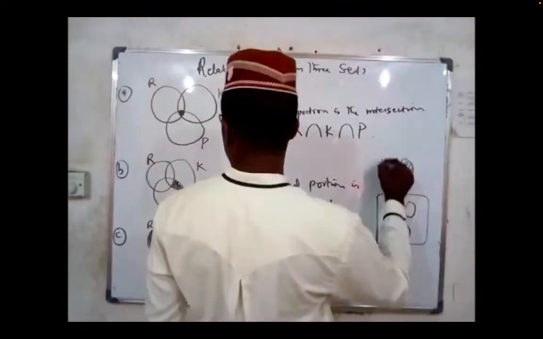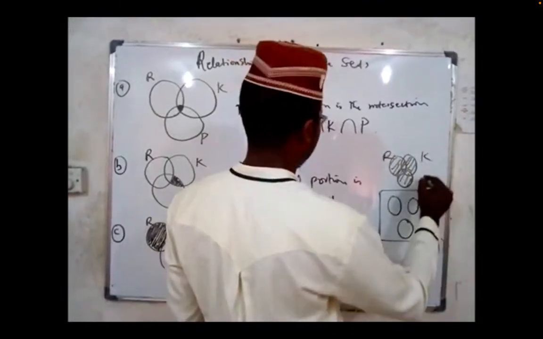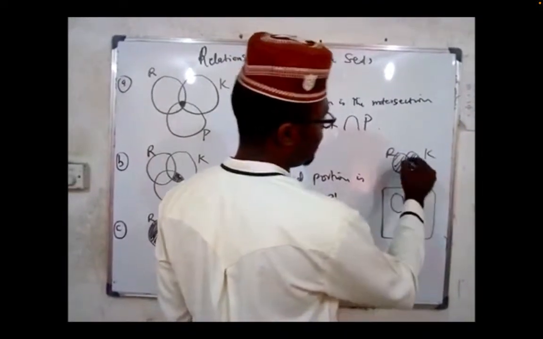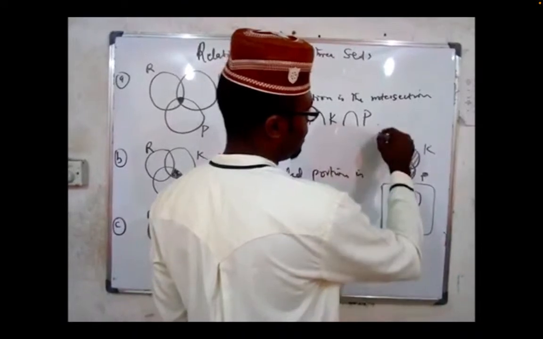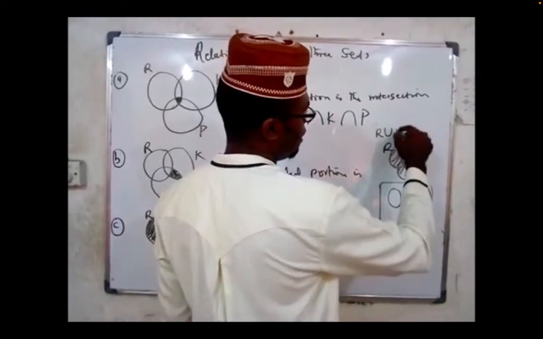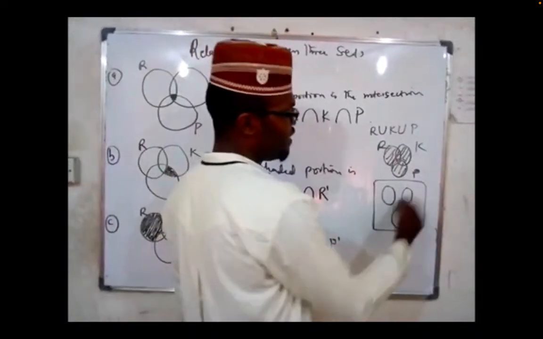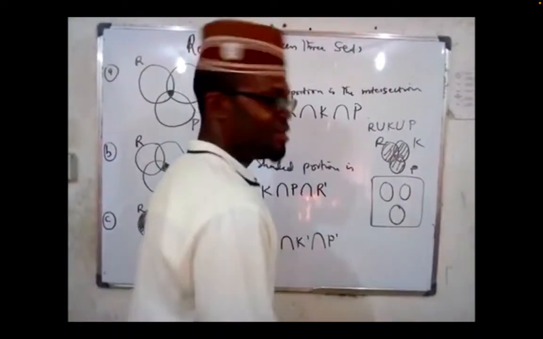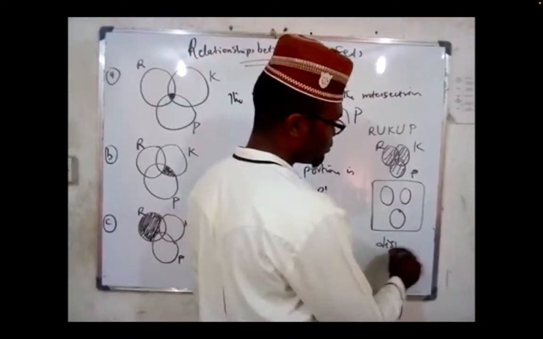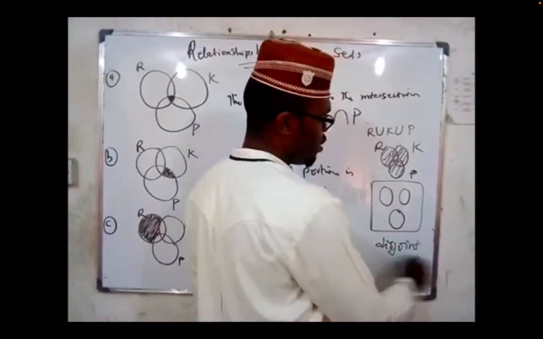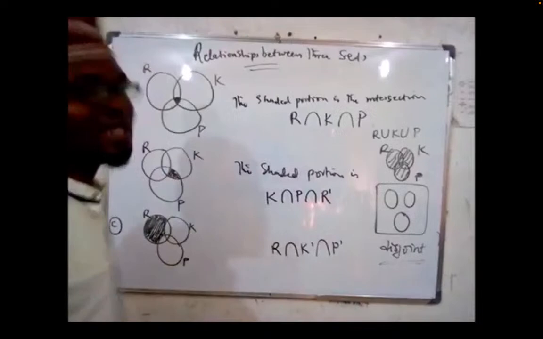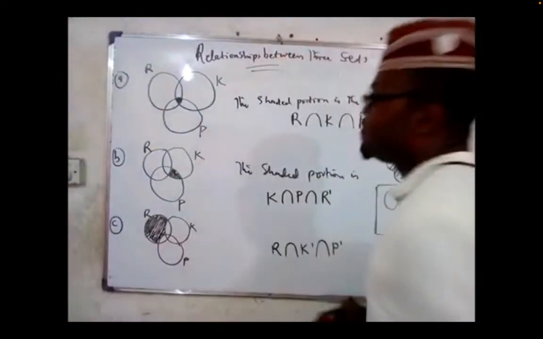Now if you have all the three of them shaded, we have R, we have K, and we have P. All shaded, what do we call this? R what? Union what? K union what? P. Is that clear? What if we have all of them separated? We have what we call what? Disjoint. Is that clear? So this is how you represent sets, very important.